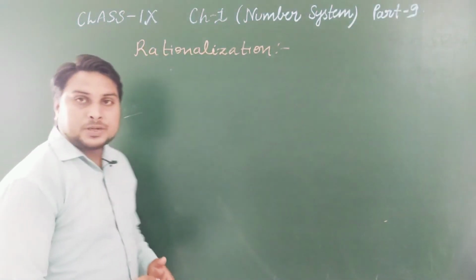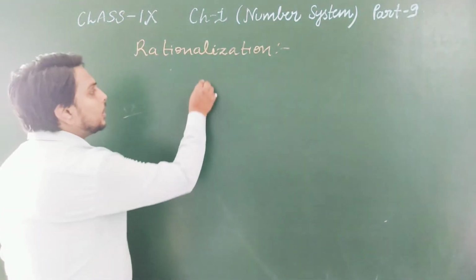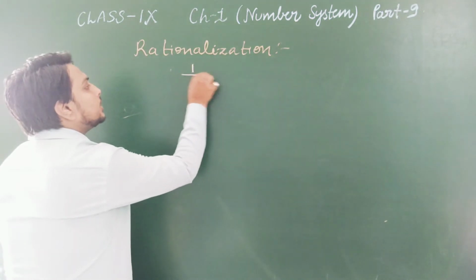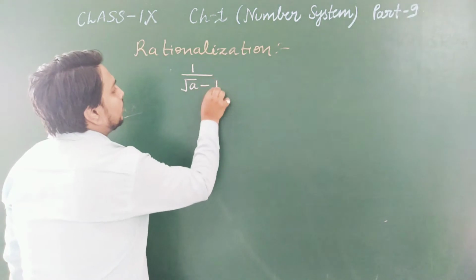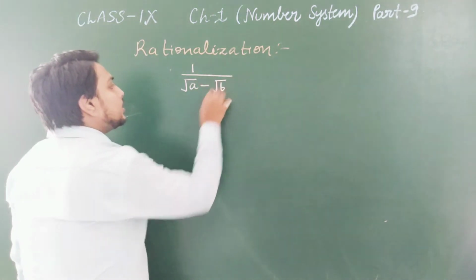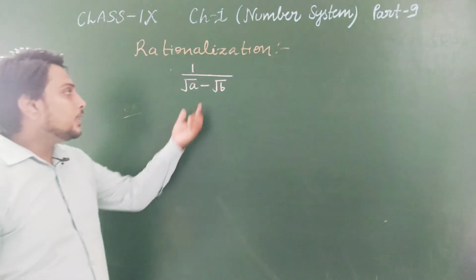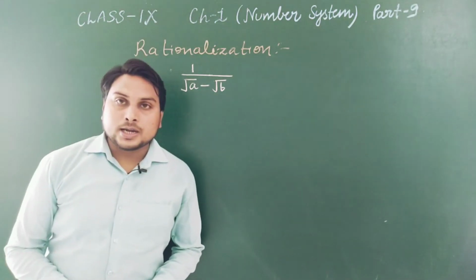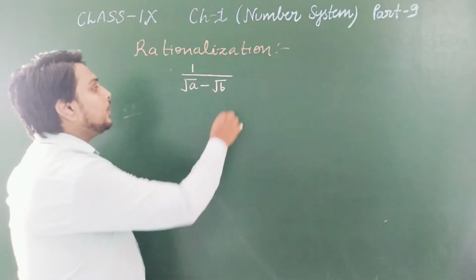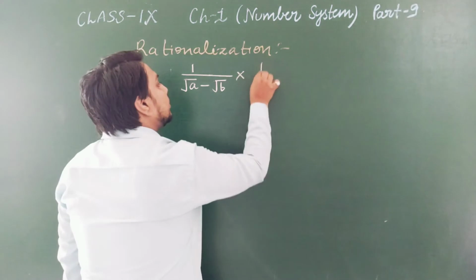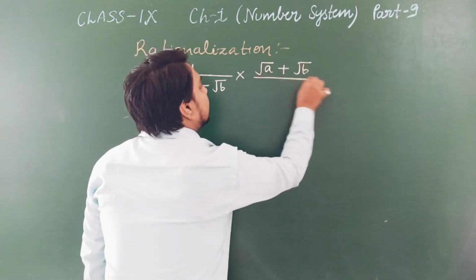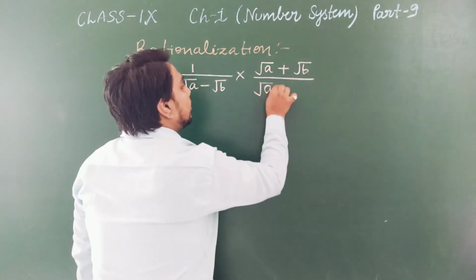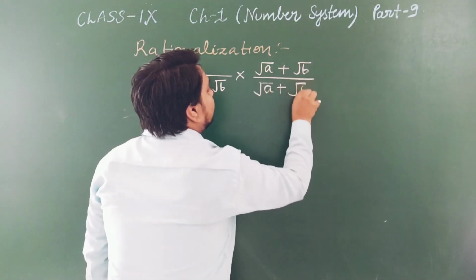Again, as in the previous example, if the question is how to rationalize 1 upon under root a minus under root b, this time also you can see that in the denominator there is a negative sign. So we have to multiply with the same number with the opposite sign, which means under root a plus under root b.